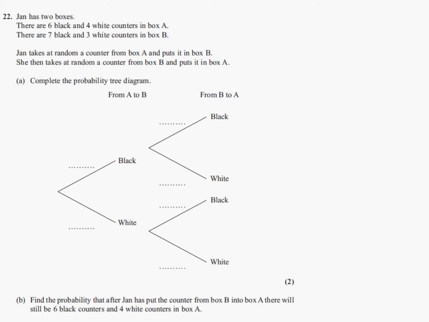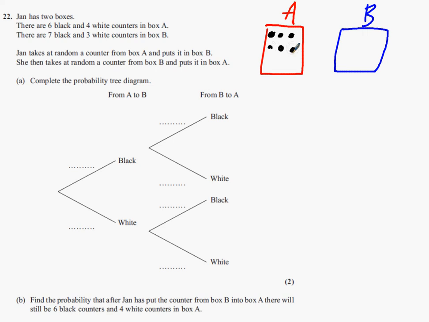Question 22. We've got to start off by filling in the probability diagram. In fact, what might help is just to quickly try and tell the story. So, two boxes, box A and another box, box B. Inside box A there are 6 blacks, 1, 2, 3, 4, 5, 6, and 4 whites.